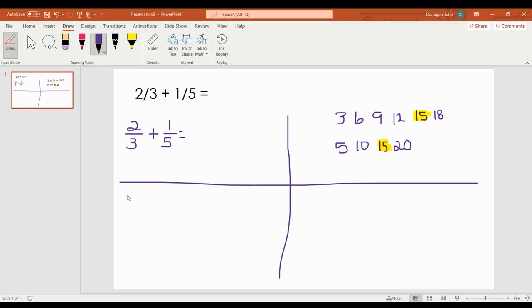So we're going to rewrite our equation again. This time we're going to stack it so that we can write equivalent fractions that equal the same amount, but they will have the same denominator. Okay, so we know that our denominator is 15. So I'm going to start by writing that for both of them.